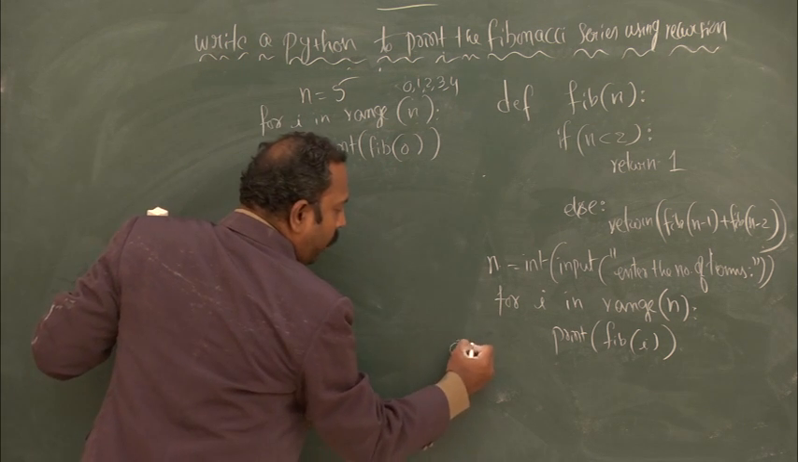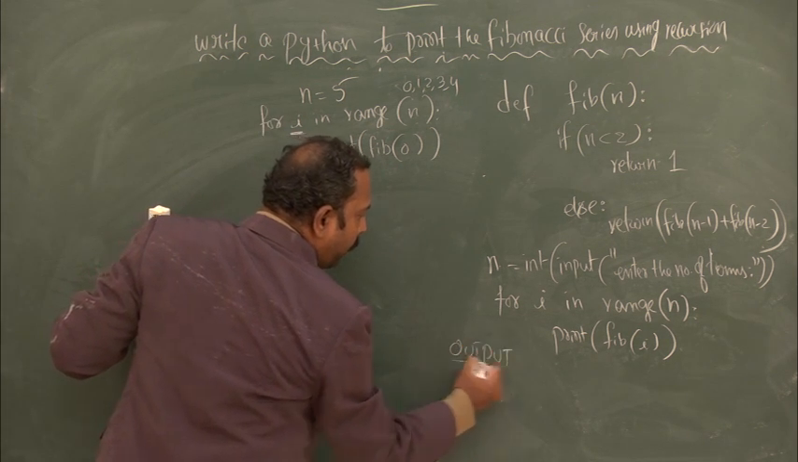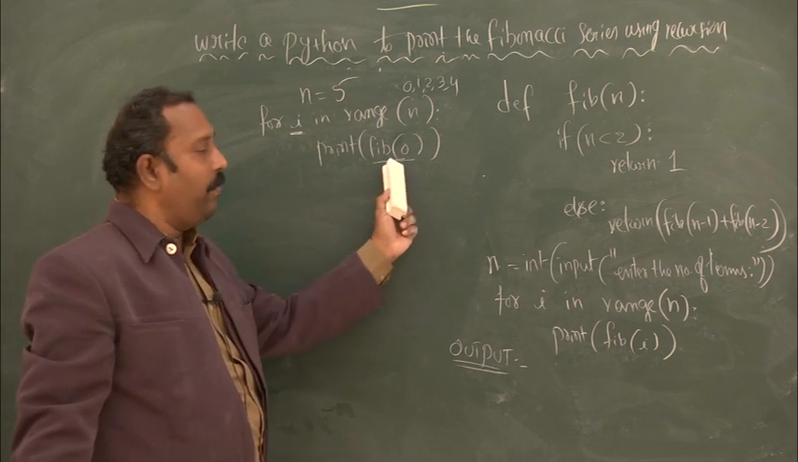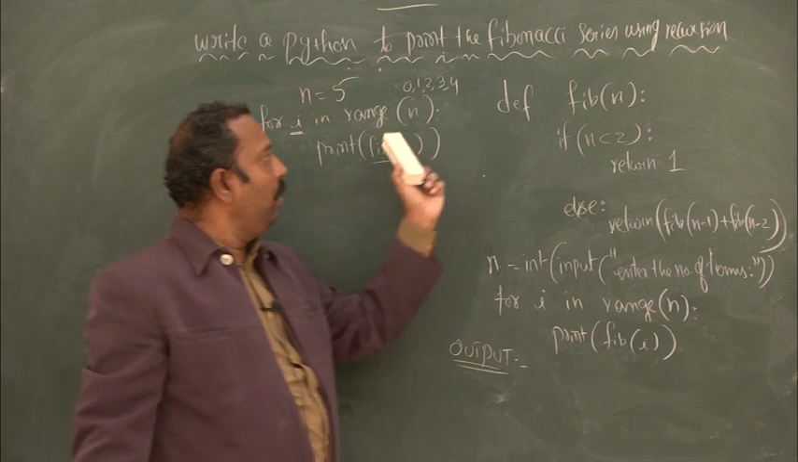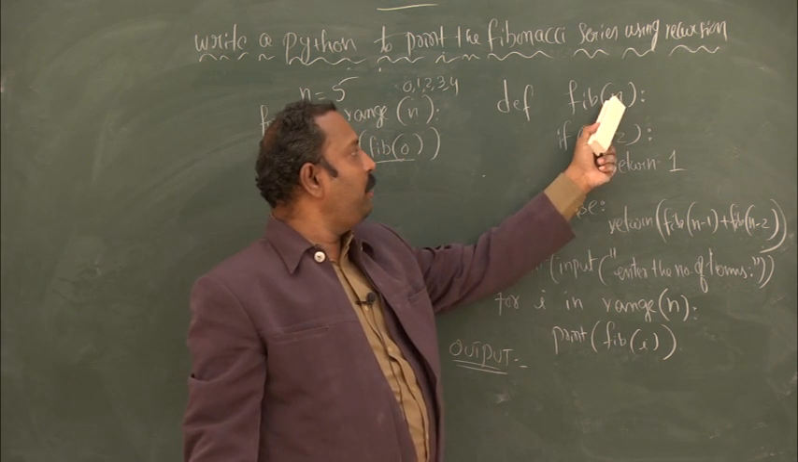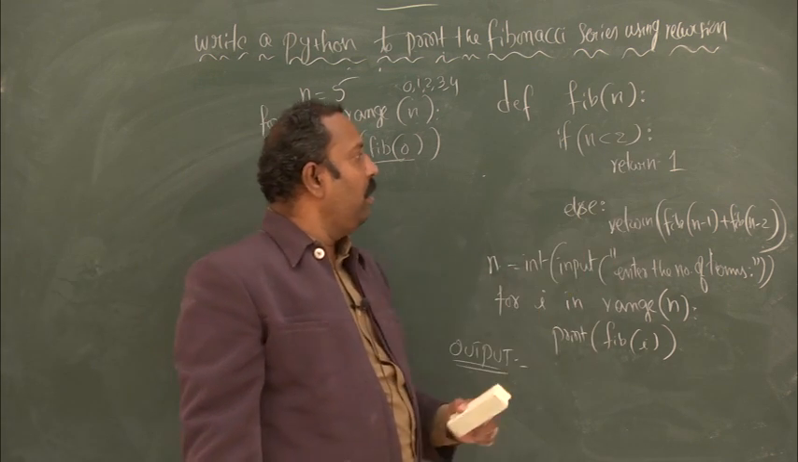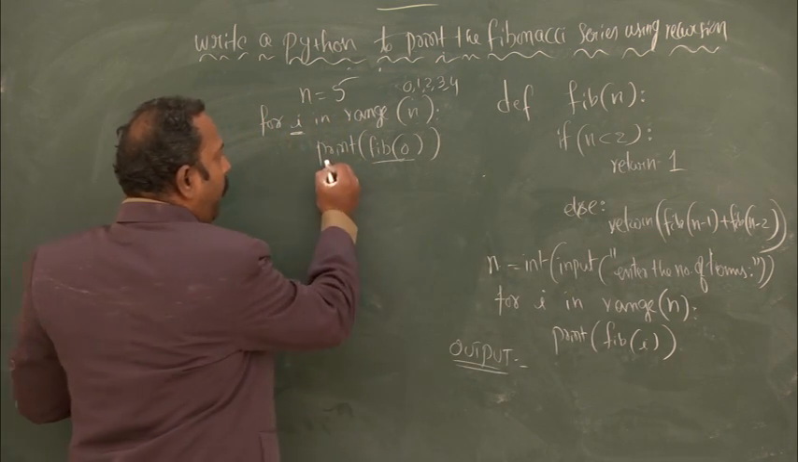So here we'll see the output one by one. Fib of 0 is a function call with the argument 0. When coming here, n gets value 0. So 0 less than 2? Yes, 0 less than 2, so it returns 1. So 1 will be printed.